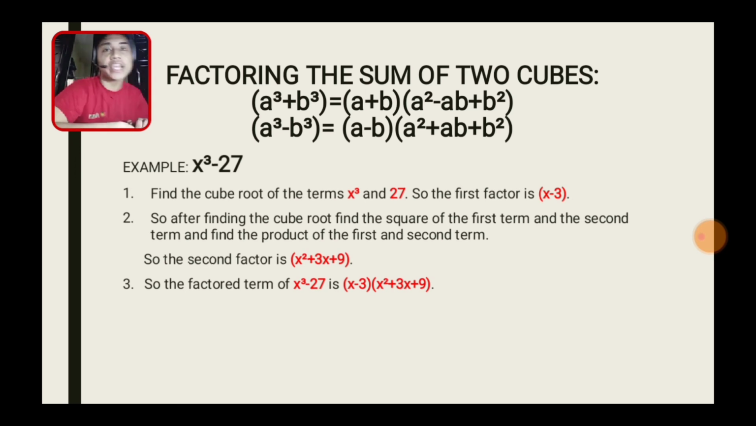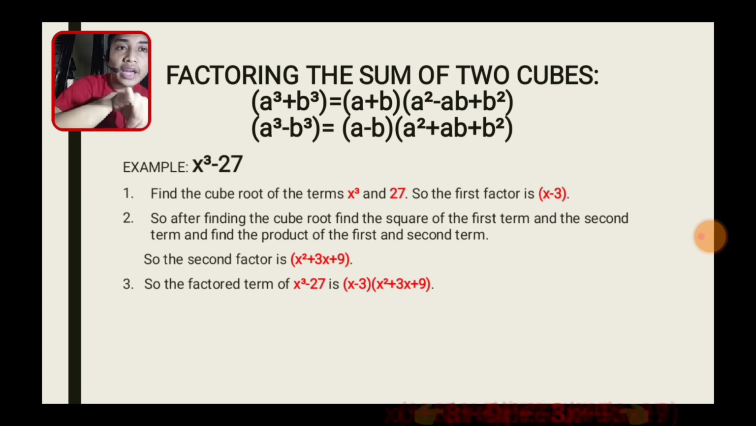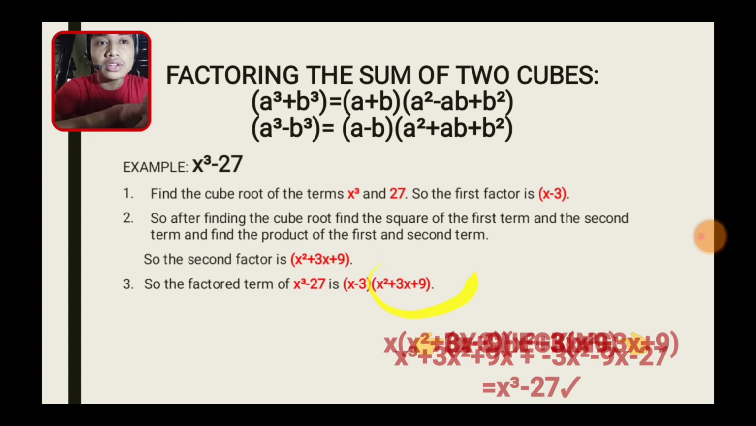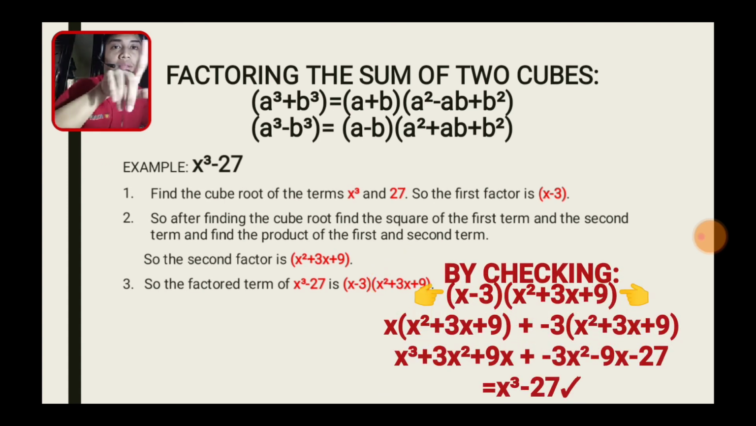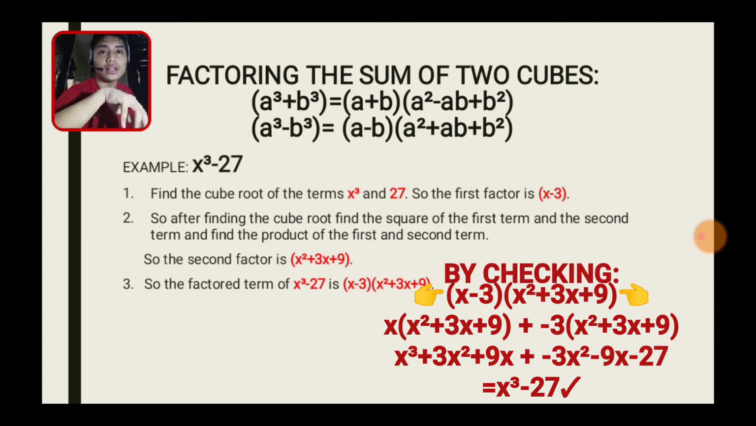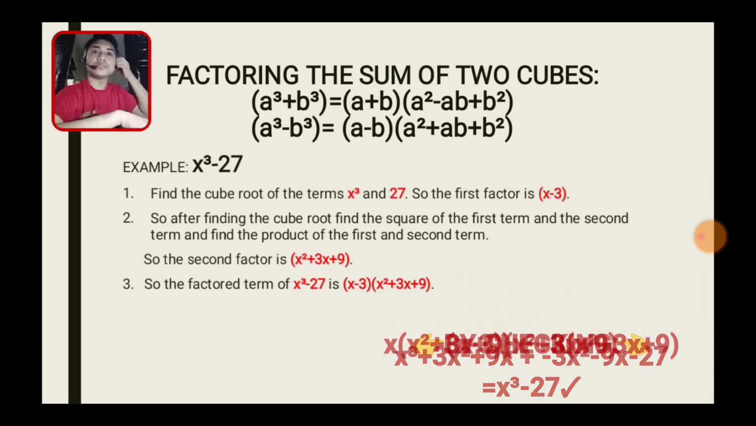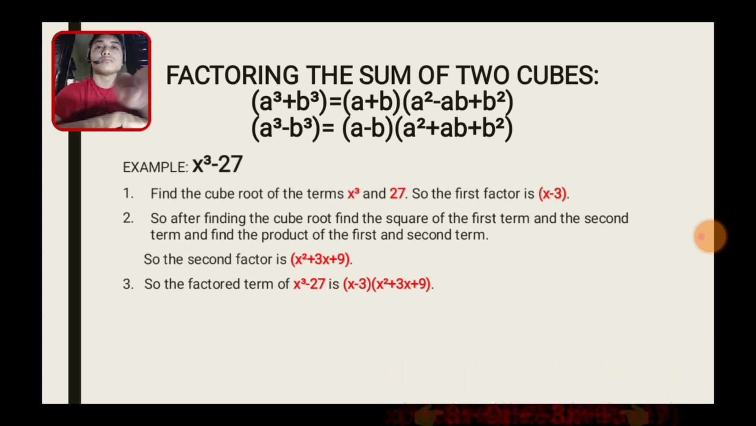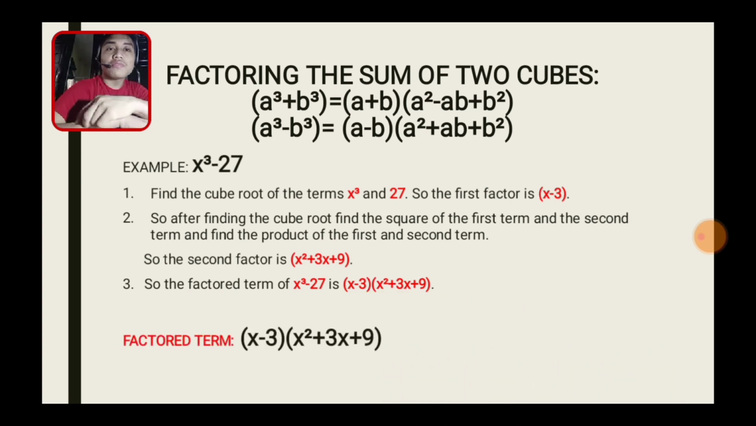Paano po ang checking? First, times nyo muna yung x sa second factor. Then, pagkatapos, yung x na yun din sa negative 3 naman. Then, saka nyo i-subtract o i-add yung may magkakaparehong variable. Yun lang yun. So, the factored form is x minus 3 times x squared plus 3x plus 9.